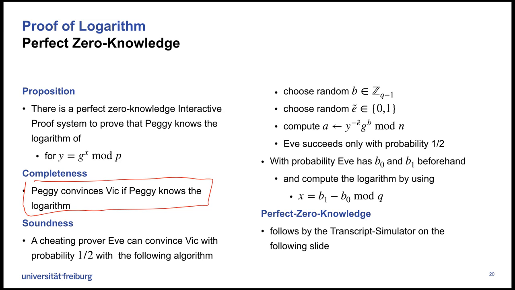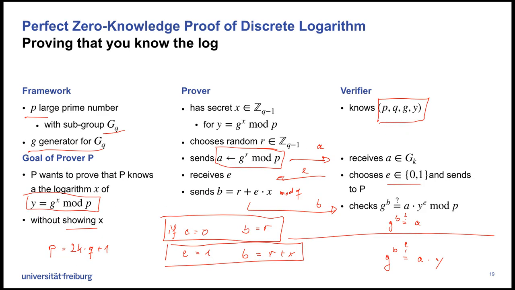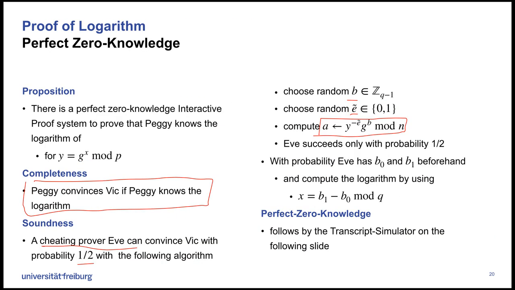Again, Eve has a winning strategy if Eve is a cheating prover. And the winning strategy is the following. We somehow know the choice of a bit. We start with some random b, and now we compute a to be this form. So a is actually not quite the same form as on the prover side. What we do is we divide by y if e is equal to 1, and otherwise we just send g to the b. And again, we succeed with probability 1/2.